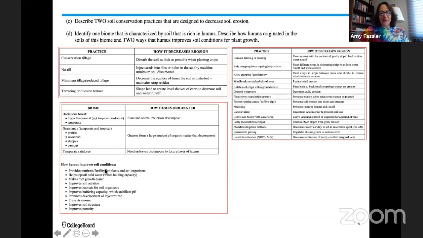How it improves soil condition, it increases the fertility. And this is where I was going with the previous question. This humus is like that compost that I might add on purpose to increase the nutrient concentration in my soil. And the humus gives me all those advantages of holding water and retaining water and preventing erosion.